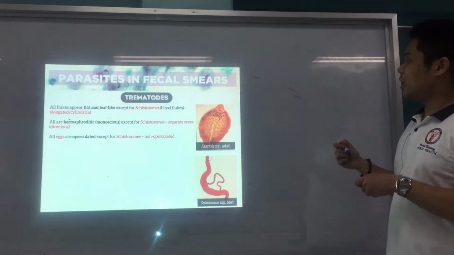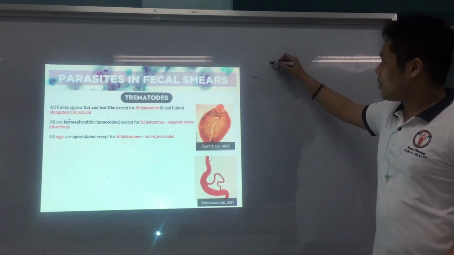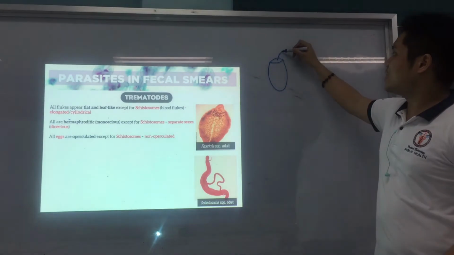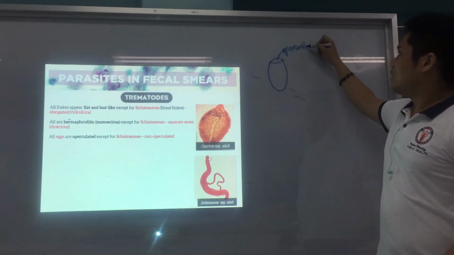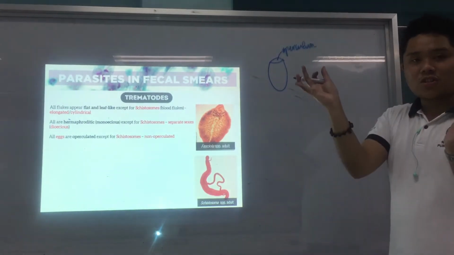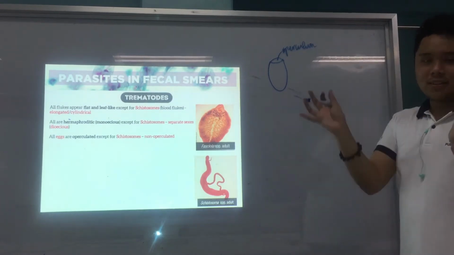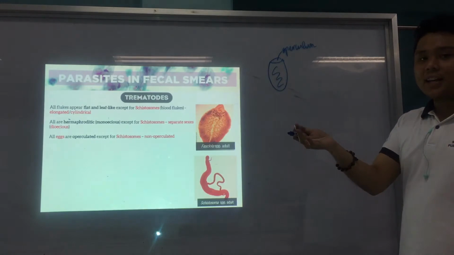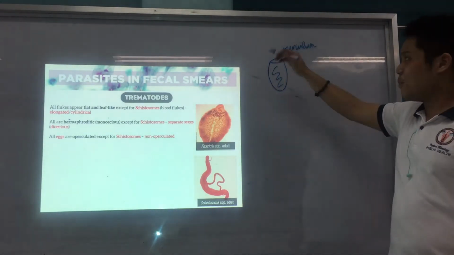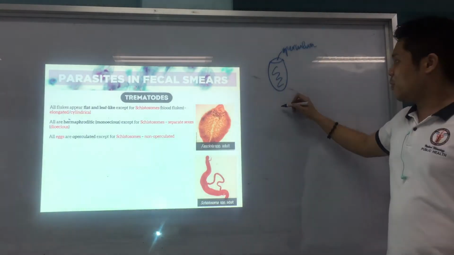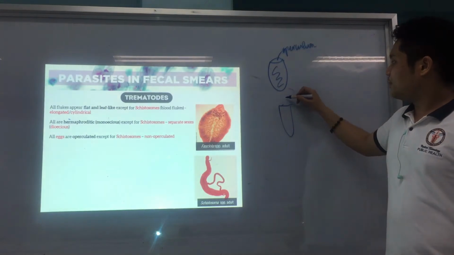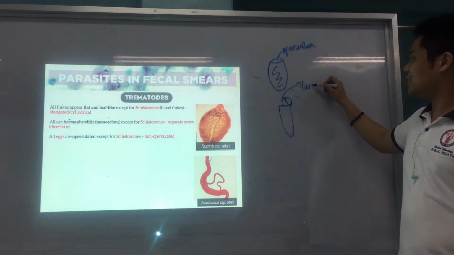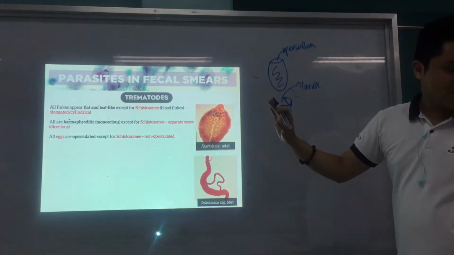The eggs of your trematodes, their appearance is like this. They have an operculum. This is what we call an operculum. Meaning, it's like a hatch, like a door. The larva develops inside. Once it reaches the adult stage, the hatch opens, the operculum opens. Sorry guys. And then the larva goes out. That's for the rest of your flukes.